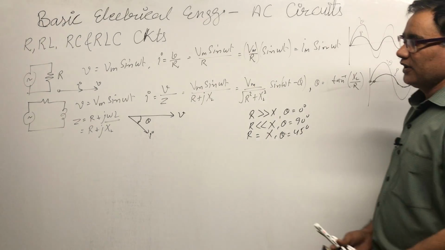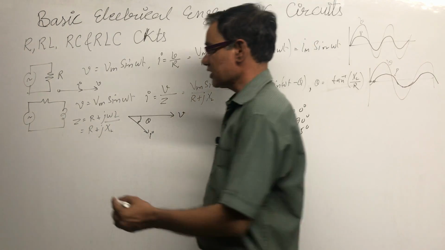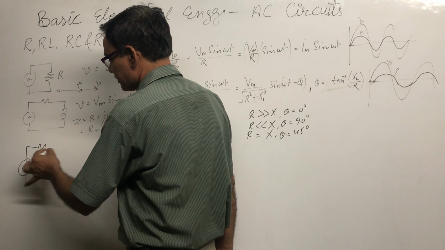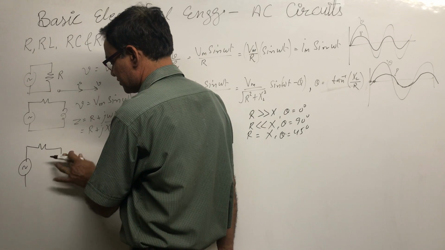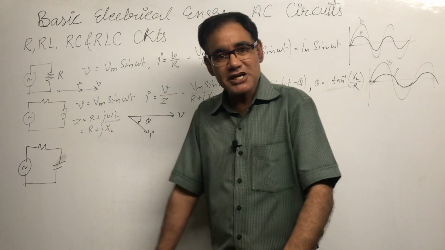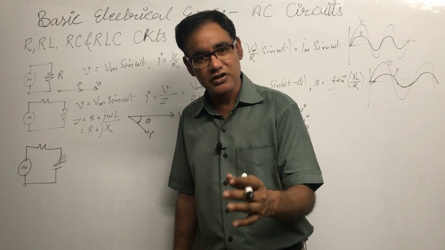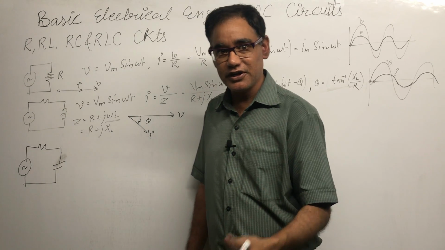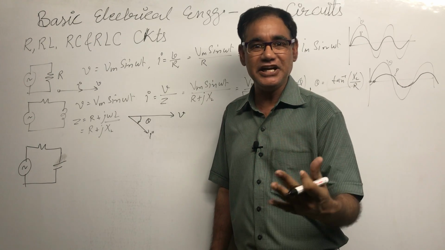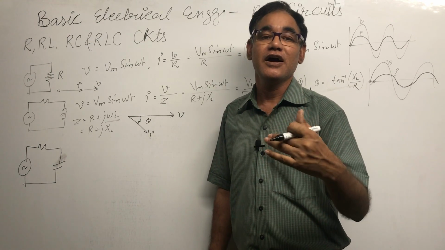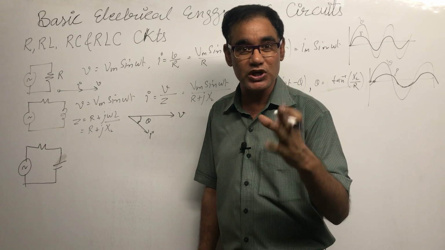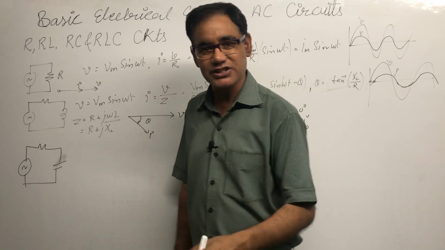Okay. Now we are taking the RC circuit. This is the source, this is the resistance, and this is the capacitor. This is the RC circuit. In an RC circuit, current leads. Leads means current is ahead as compared to voltage, because the capacitor opposes the variation in voltage. So voltage lags.